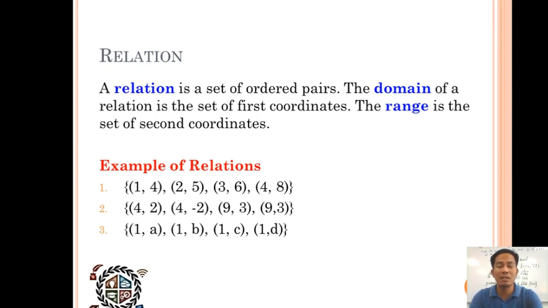Okay? So, as long as there is a relationship between numbers, variables, real life objects, there is a relation. For example, the relationship between a mother and her children is a relation. And the relationship of a son to his mother is a relation. Okay, so that is a relation. But not all relations are functions.